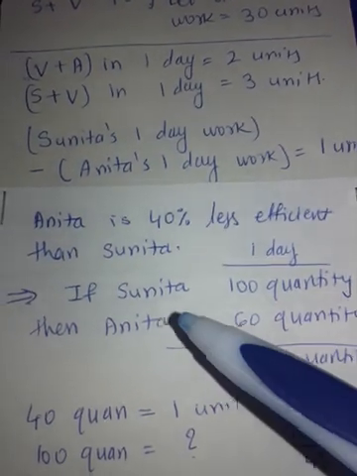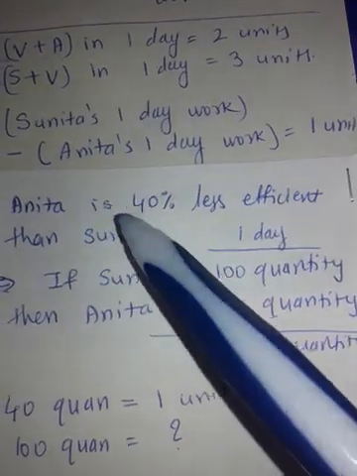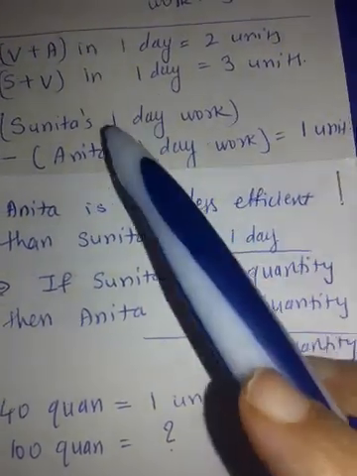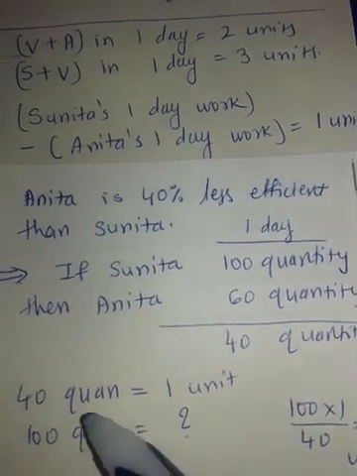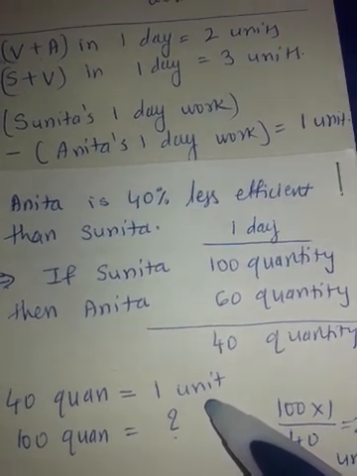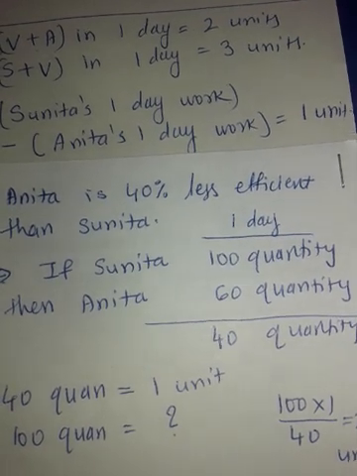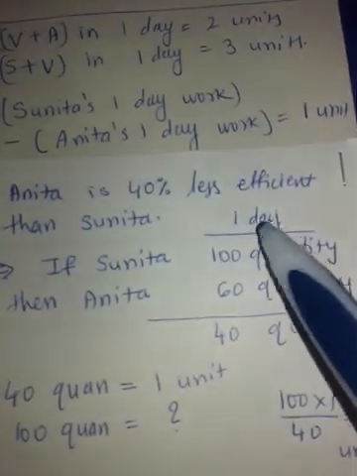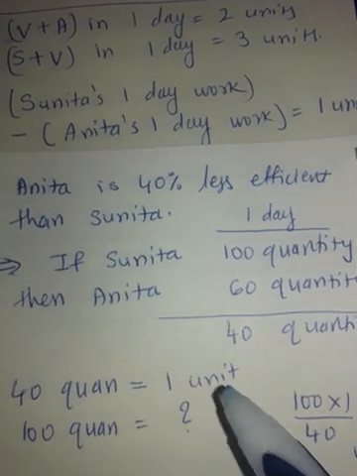So the difference between Sunita's and Anita's one day work is 40 quantity. 40% less, 40 quantity. That is equal to 1 unit. Sunita's one day work minus Anita's one day work is 1 unit. So this 40 quantity pertains to 1 unit. But what we want is in how many days Sunita can complete the work. In one day she finishes 100 quantity. 40 quantity is equal to 1 unit.